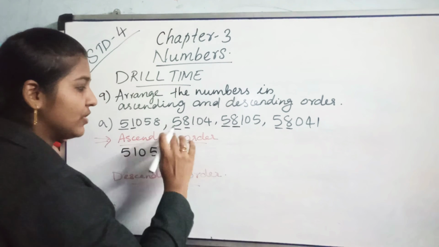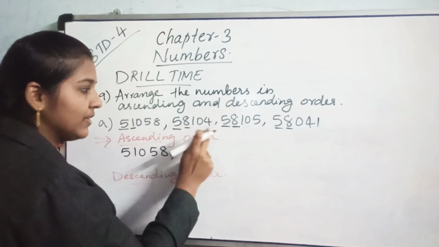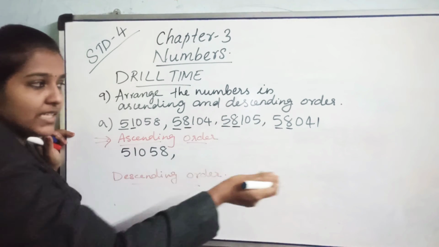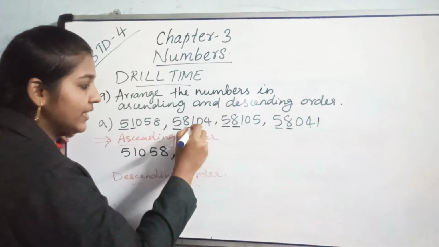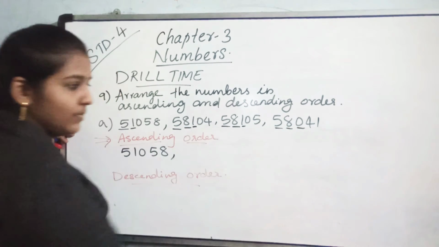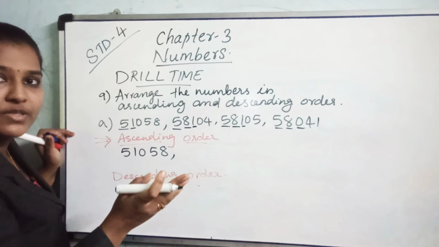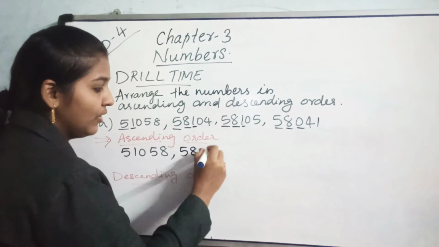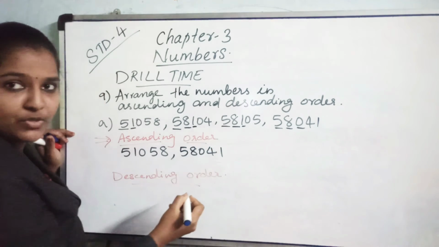Now look at the rest of the numbers, that is 58,104, and here all these have 8 in the thousands place. So look at the digit in the hundreds place, that is 1, 1, 0. So which is smaller, 1 or 0? 0 is smaller. So you write 58,041 in the second position.